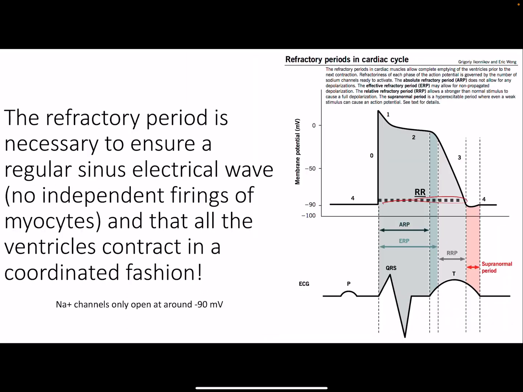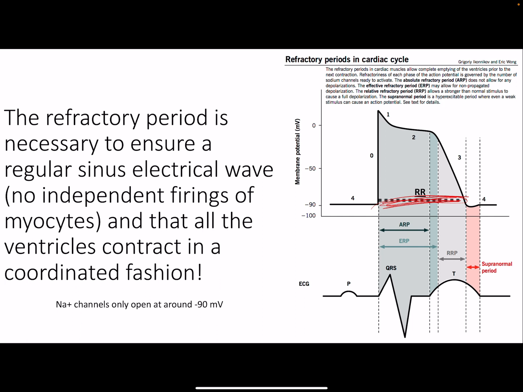We have this refractory period here where the cardiac myocyte cannot fire again. This is just to prevent reentry circuits. It's to make sure that they're moving the electrical impulse along in a nice single file line, so we have a coordinated muscular contraction.